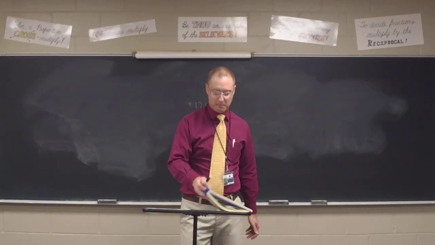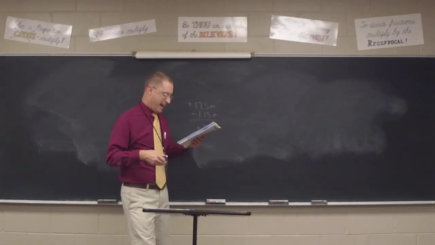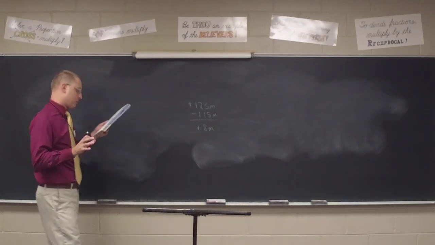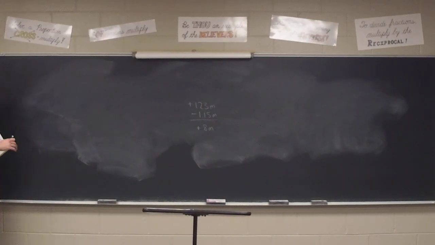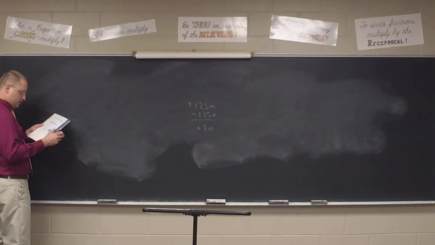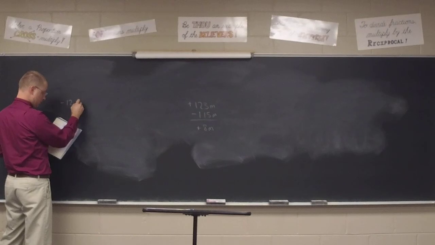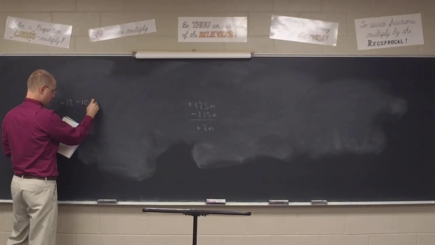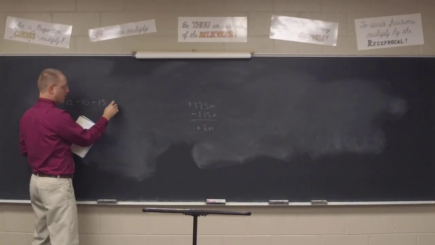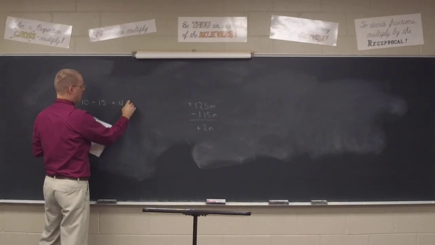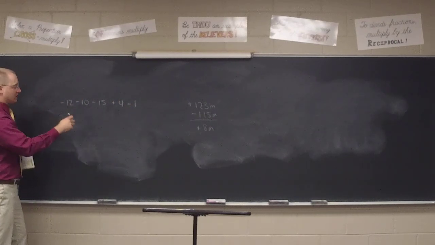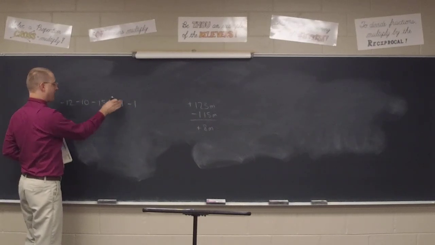Number 26, most of it is written without any parentheses, but there's a little bit in there. How should I rewrite the whole thing parenthesis free, Lexi? Negative 12. Negative 10. Negative 15. Positive 4. Negative 1. Perfect. Everything just stays the same except where it said minus negative 4, we write a positive 4.